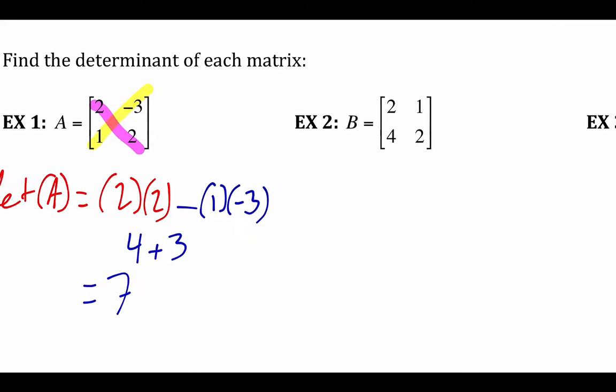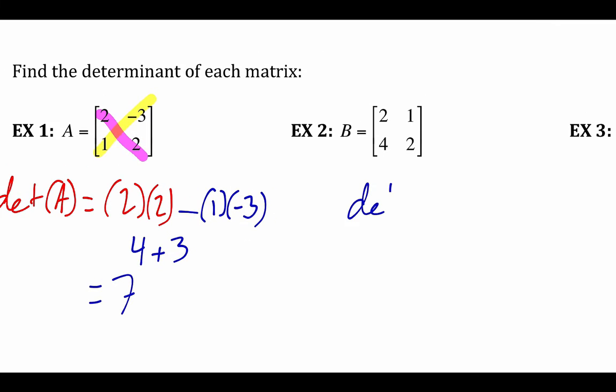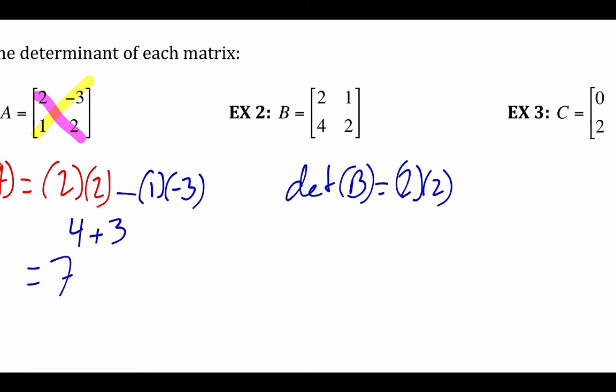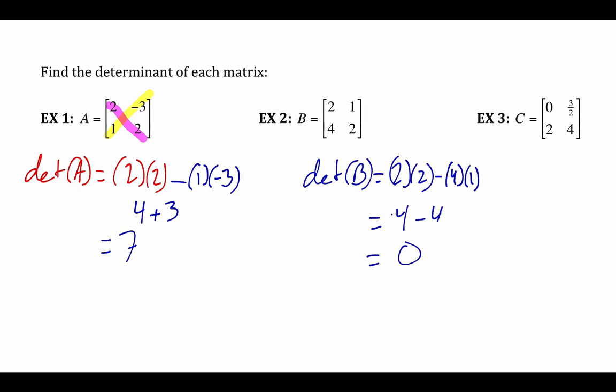Doing the same thing over here, determinant of B, we're going to do 2 times 2 again, the top left and bottom right, minus 4 times 1. So we end up with 4 minus 4, which is 0. Now what that tells us is that B has no inverse. In other words, we call it singular. We talked about that a little bit in section 8.3.